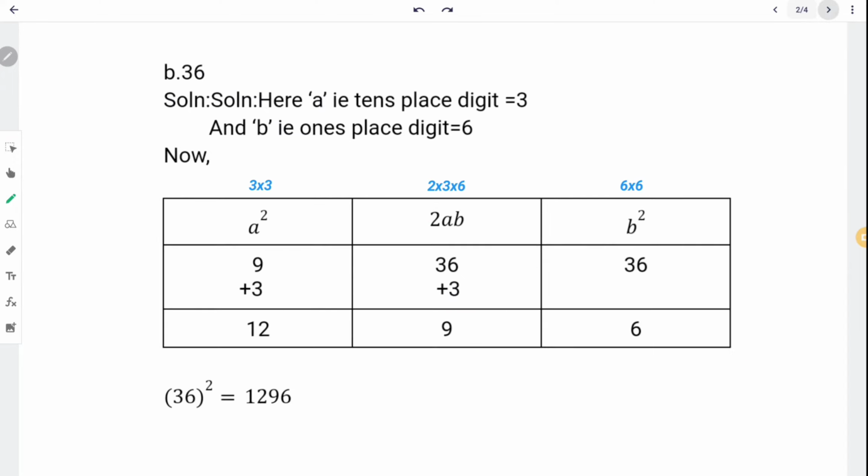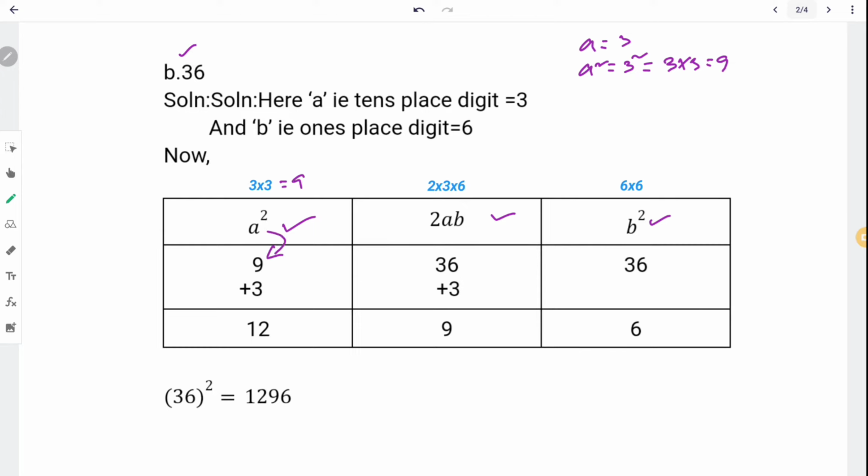Let's just do one more to familiarize. 36. From here you can see that the tens place is 3, which is A, and the ones place is 6, which is B. Once you're done with that, like how we did in the last question, write down this. Then A square. We already know from here A is 3. So A square will be 3 square, or 3 into 3, and we're going to get 9. So A square, write it down.